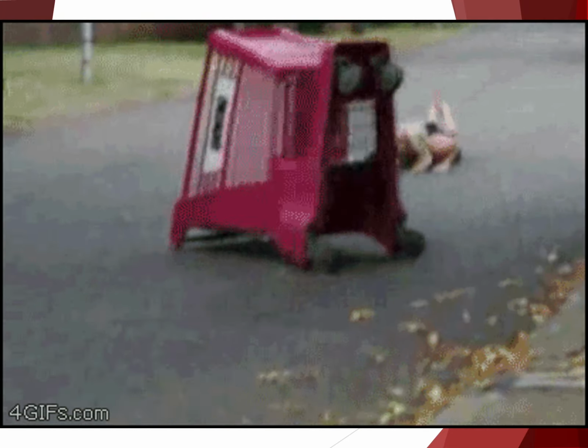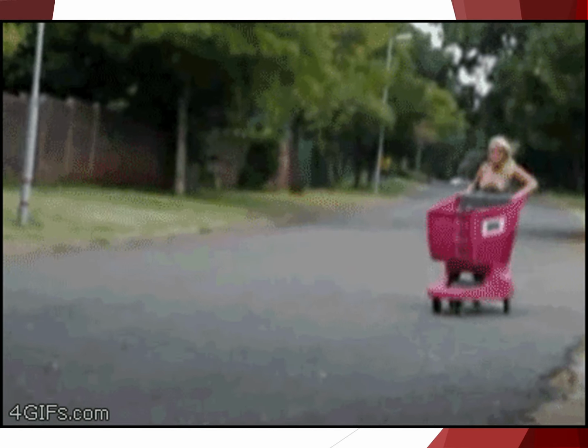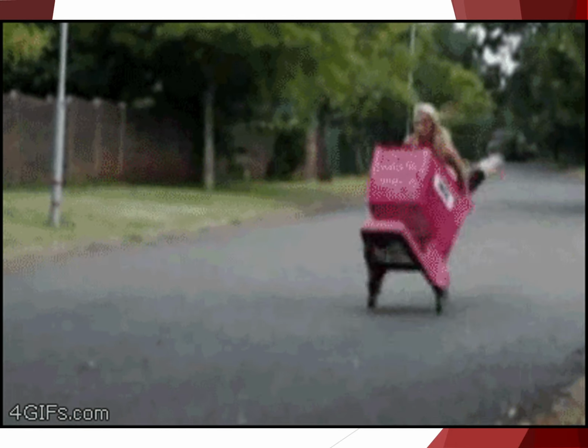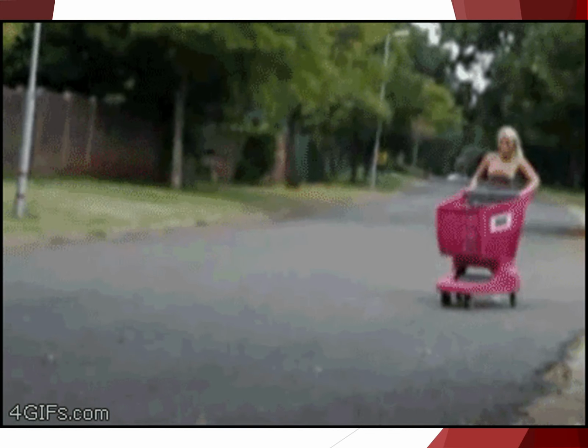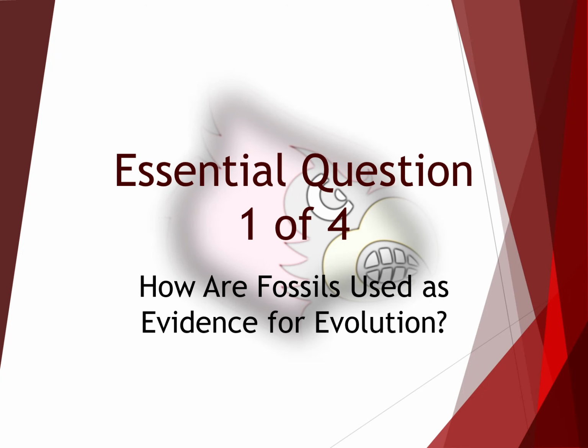You may have noticed that the idea of punctuated equilibrium fits well with other aspects of evolutionary theory, including natural selection, common ancestry, and the time frame over which the fossil record has been formed. At this point, you should be able to construct an answer to today's essential question: how are fossils used as evidence for evolution?